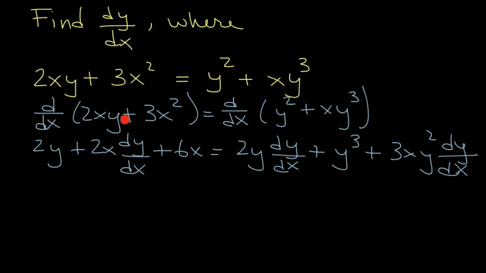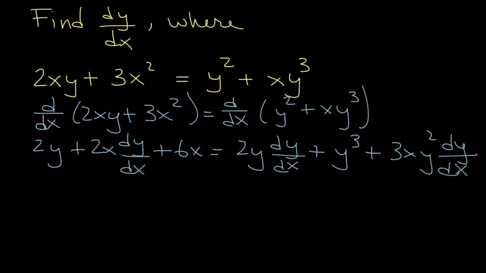First, let's differentiate the 2xy. We'll differentiate 2x and we get 2, leave the y alone. Then we'll leave the 2x alone and differentiate y, and we get 1 times dy/dx. 3x², that does not involve any y's, so we simply get 6x.